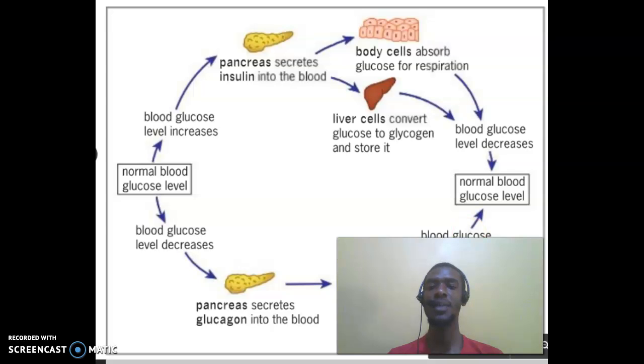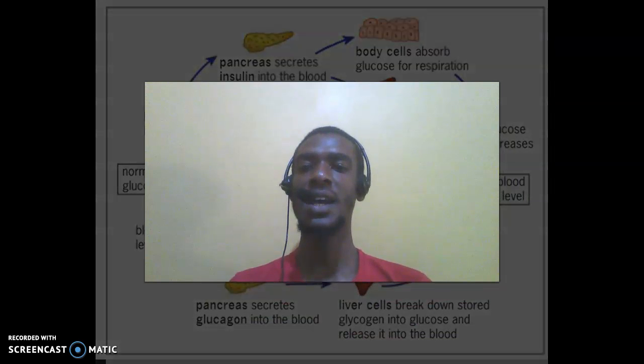So that is what happens, and then there's more glucose in the bloodstream and the blood glucose level increases, which brings it back to normal. So that is how homeostasis is maintained in the body, as it relates to the glucose level and as it relates to the temperature and also maintenance of blood concentration.